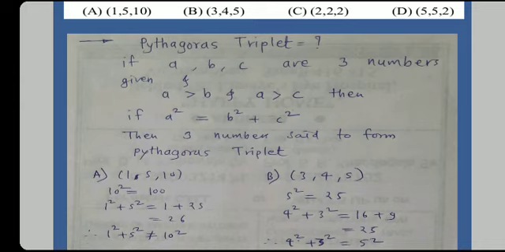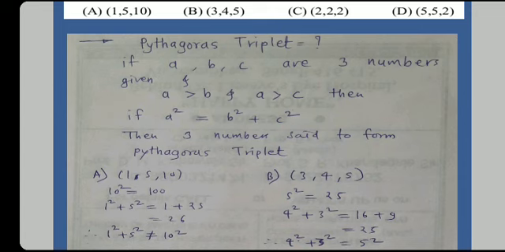Triplet means three numbers. Let's say A, B, C are given three numbers. Then find out the highest number between them. Okay. So if A is the highest number here, then if a square is equal to b square plus c square, that is, the square of the highest number is equal to the sum of squares of the remaining two numbers in a given triplet, then that triplet is called a Pythagorean triplet.